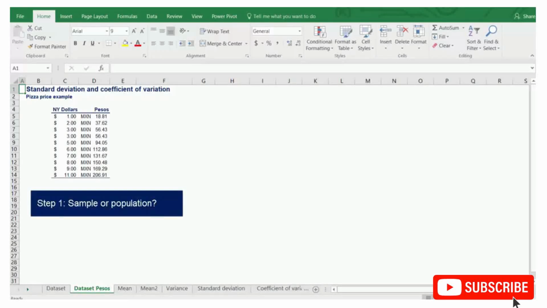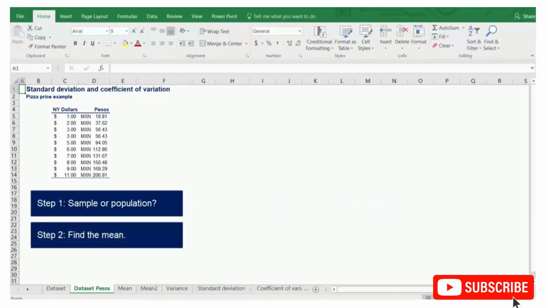First, we have to see if this is a sample or a population. Are there only 11 restaurants in New York? Of course not. This is obviously a sample drawn from all the restaurants in the city. Then we have to use the formulas for sample measures of variability. Second, we have to find the mean. The mean in dollars is equal to 5.5, and the mean in pesos is 103.46.